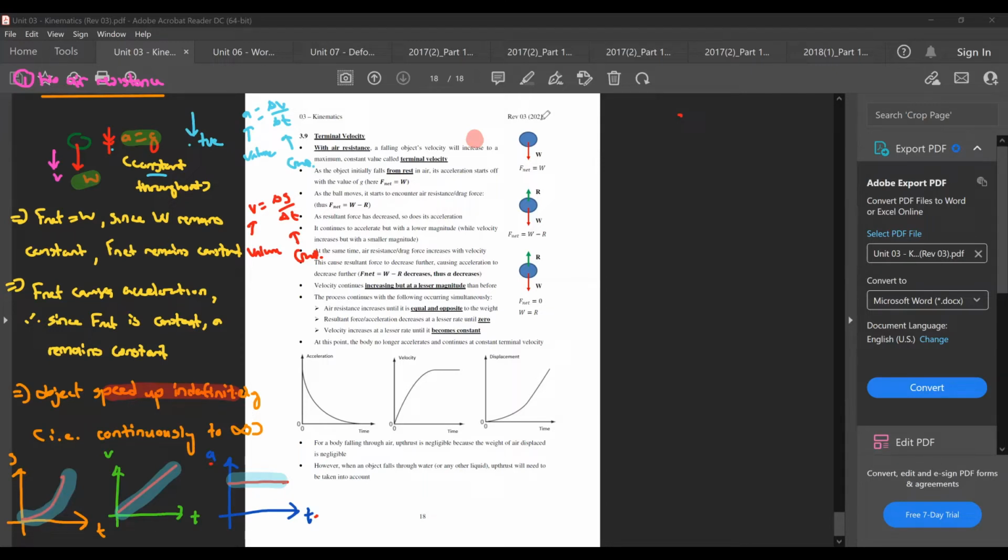Now, with air resistance, things become a bit different. This is the main thing about your current subchapter. With air resistance, you have that same object that you are trying to drop down. We consider a few different stages of its motion. Initially, we drop the object from rest.